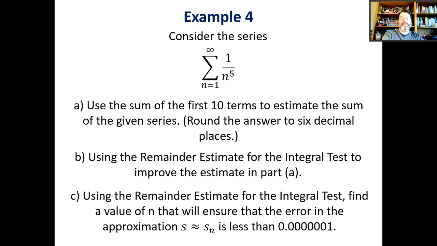This is a 3-part problem. We're going to sum up the first 10 terms to estimate the overall sum. Then we're going to use our remainder estimate on the previous slide to improve our estimate in part A. And then we're going to use the remainder estimate one more time. We're going to find a value of n that will ensure the error in the approximation is less than 1 in 10 million. So very precise. How many terms do we need to go to the right to ensure that our estimate is below that value? Well, let's start with part A.